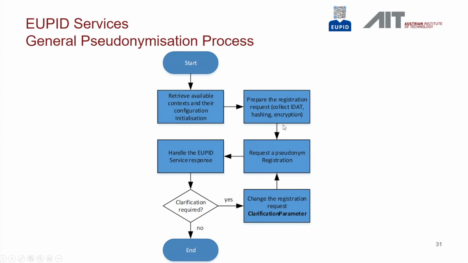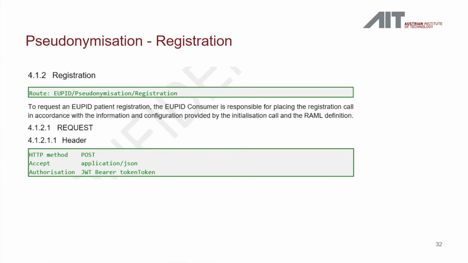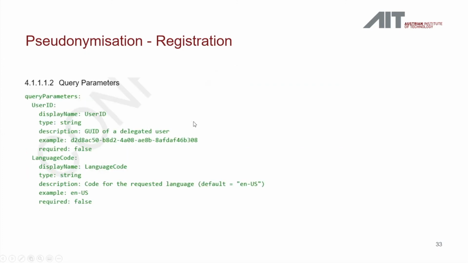So then the next, after preparing all those identification data, is that you are going to call the registration endpoint. This is specified here. It is a post call to the EUPID Services API. Again, you have to provide the user ID. This is the globally unique identifier of the delegated user of your system. This is the identifier that was provided in ERN by registering all the users of your rare disease registry. That's important. You are providing such identifiers in ERN.